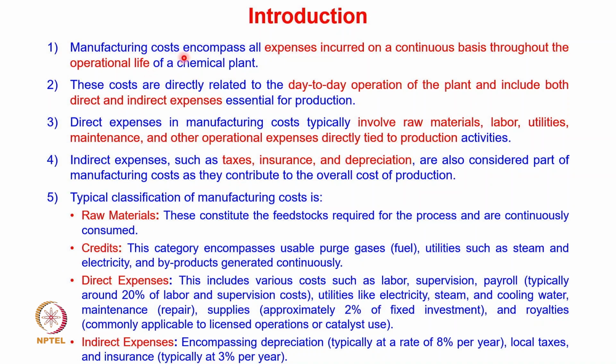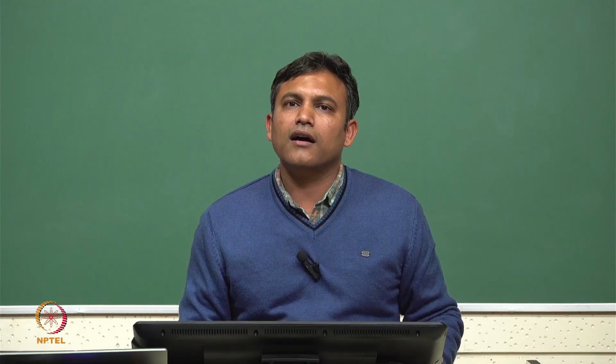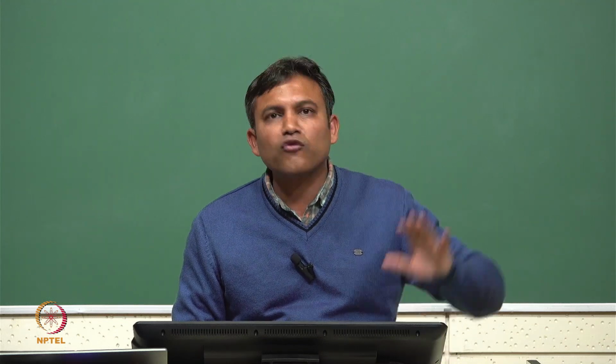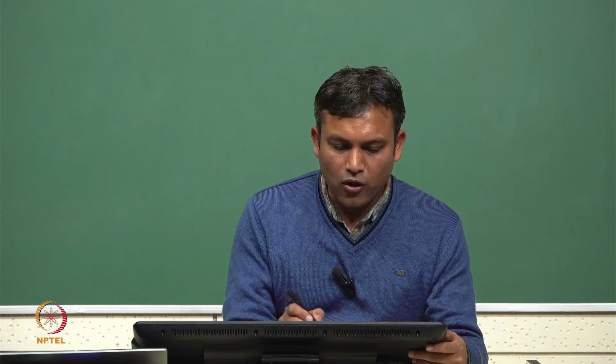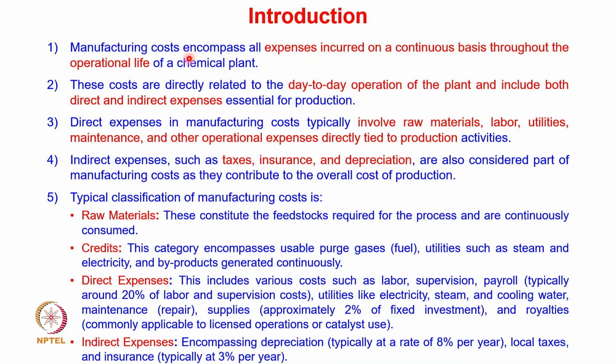Now let's look at the manufacturing cost. This basically includes the expenses incurred on a continuous basis throughout the operational life of the chemical plant. So now we are talking about the operational cost associated with the project. So far we were looking at the fixed cost or a capital cost associated with the project, and now we are looking at the operating cost. So this basically involves the manufacturing cost. So these costs are directly related to the day-to-day operation of the plant and include both direct and indirect expenses.